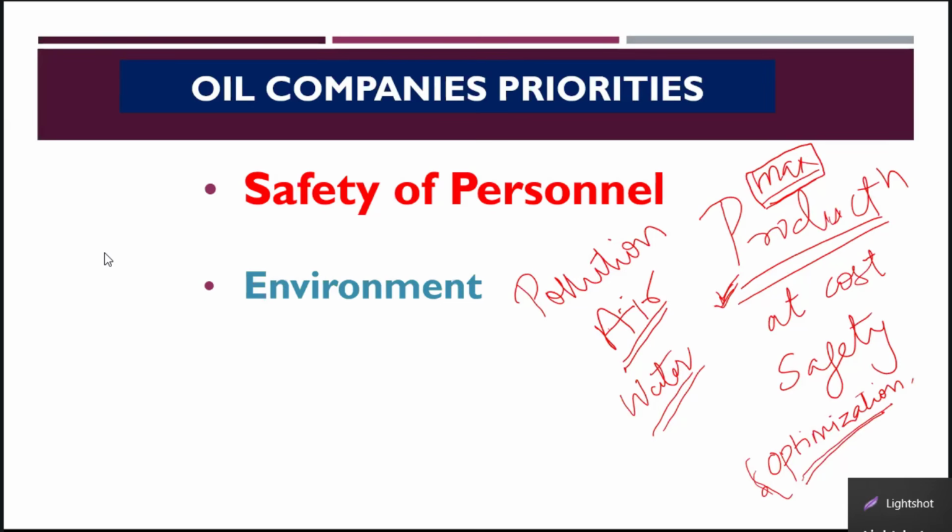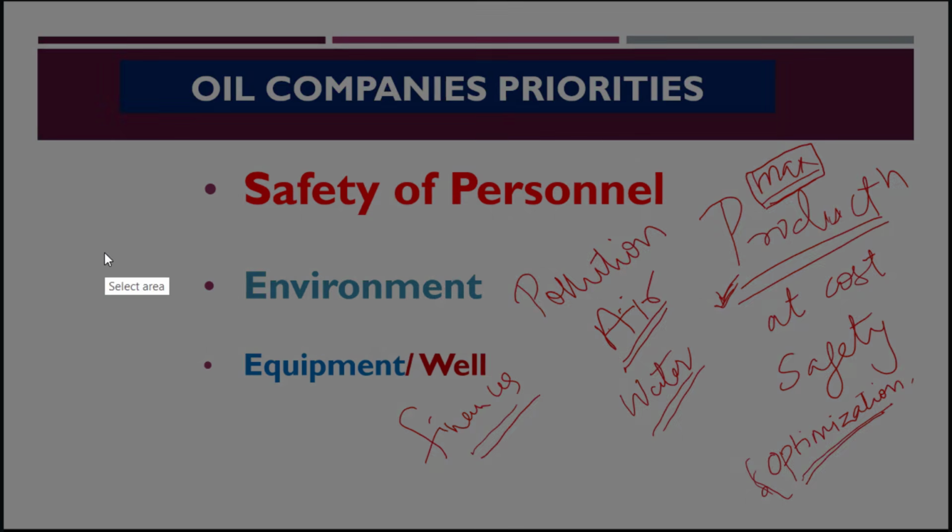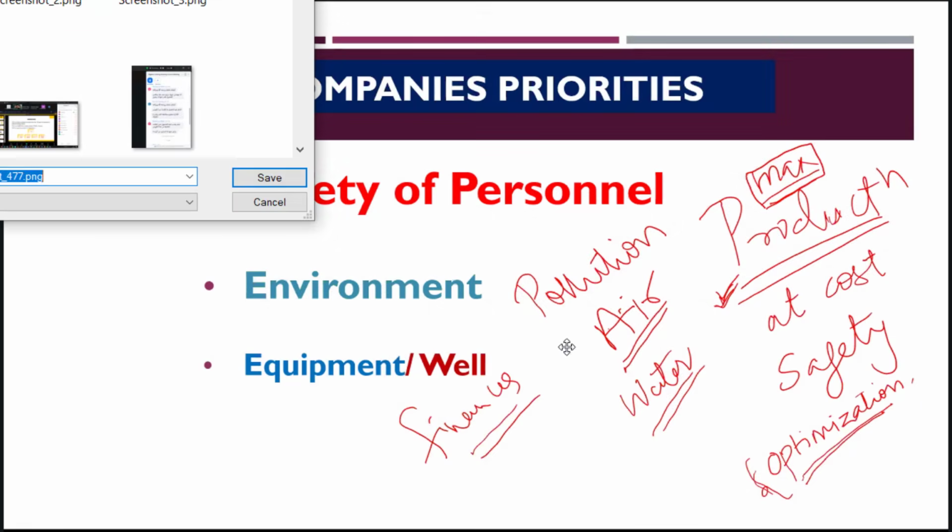So oil companies are focusing on safety of personnel, safety of environment, and then comes safety of their own equipment and the well, which means their finances. All this equipment and well drilling takes a lot of money. So if you are following good safety practices and the procedure, you are not damaging the environment, and you optimize the drilling process, then you will have good profit overall. In this way, oil companies prioritize.